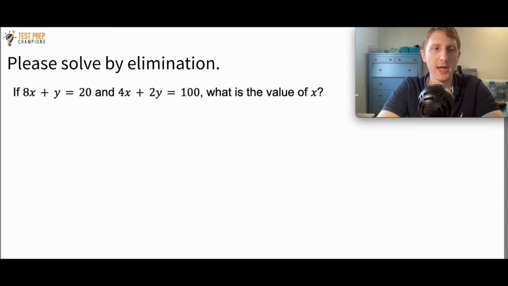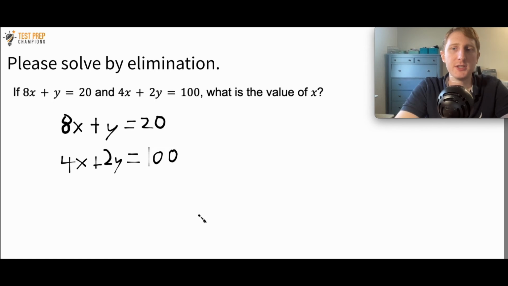So on screen we have: if 8x plus y equals 20 and 4x plus 2y equals 100, what is the value of x? So this time I'd like you to, instead of using substitution, try to solve this using elimination. So let me give you a chance now if you'd like to pause the video, try this out, and whenever you're ready, we'll go over the answer. And if you get stuck, don't worry about it because we're just going to go over it.